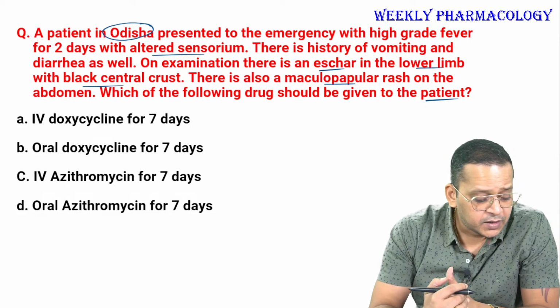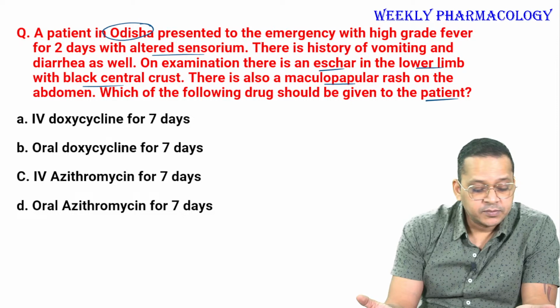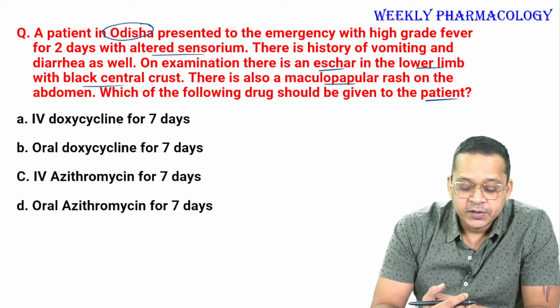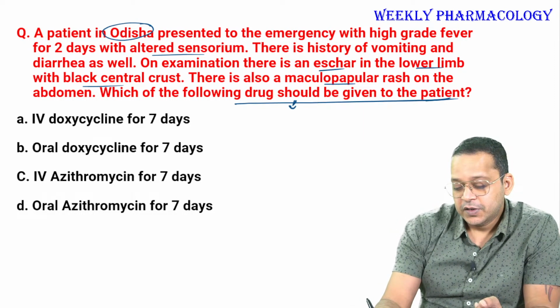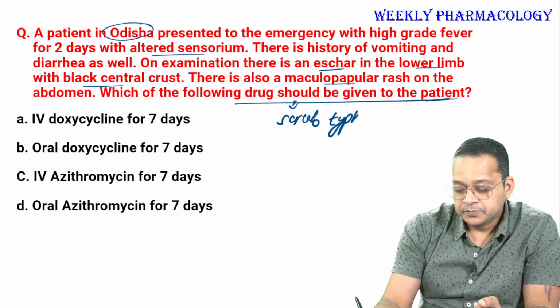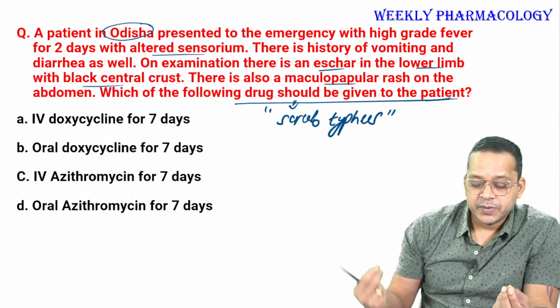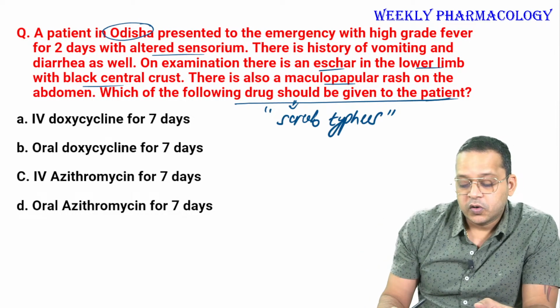All right, so as all of you know, this is something that I have picked up from the news, that in Odisha, what is going on now. Excellent, guys. So if you have been watching news, you would have been aware of what I'm talking about here, scrub typhus, right? So scrub typhus outbreak has been seen. Now see, you jumped onto option B, oral doxycycline for 7 days.